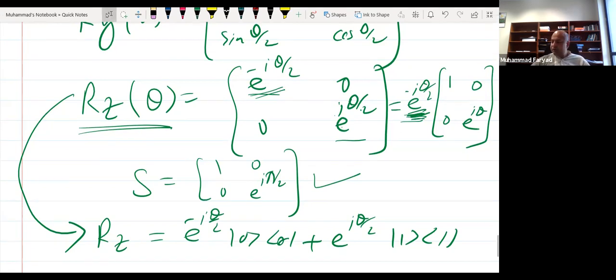Okay, so any question about single qubit states and gates and how to express them in Dirac notation?